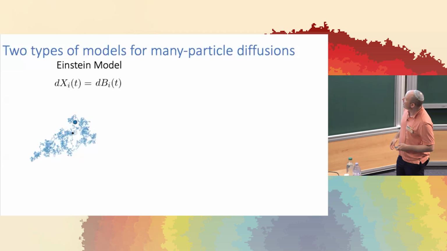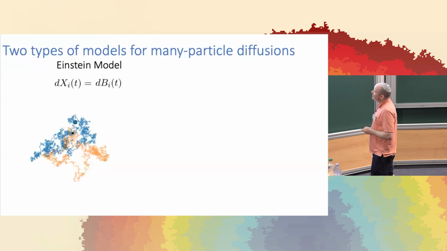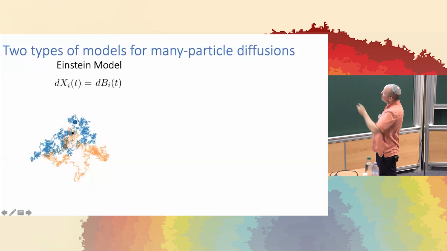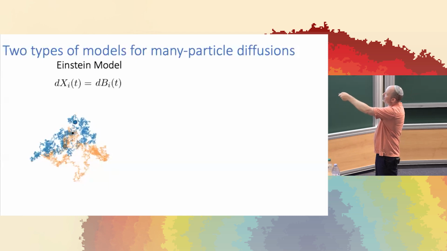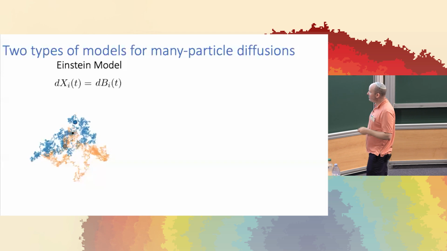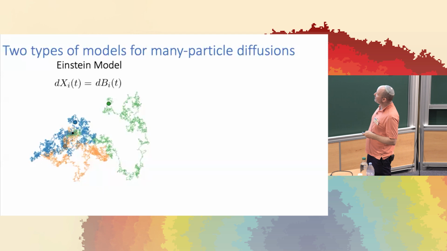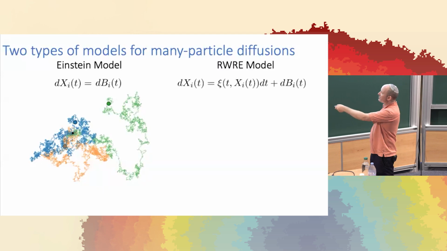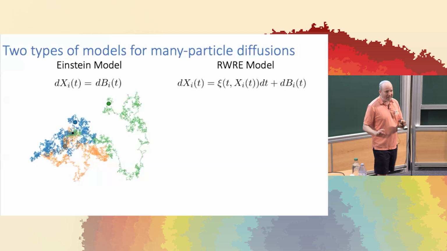So let me explain. First of all, the Einstein model treats each particle, let's call it particle x1, x2, x3. It says each one evolves as independent Brownian motions. So dB is, or B is a Brownian motion. So what you're seeing is that if you look at the trajectory of three different particles, they look essentially independent of each other. And this is what Einstein's model would have you believe.